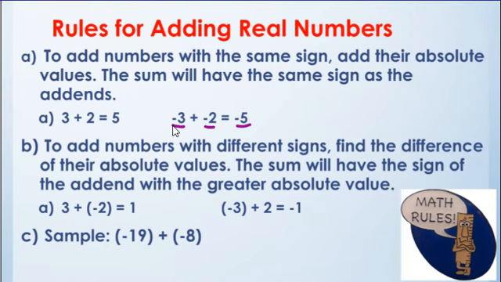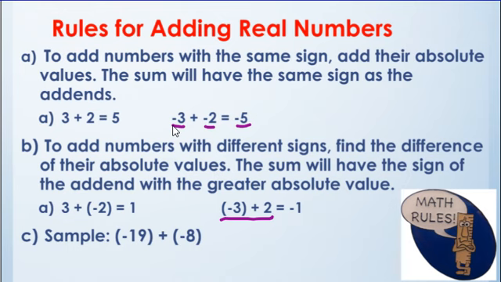Or if I go -3 plus 2, I subtract them because the two numbers have different signs. So 3 minus 2 is 1, but 3 is bigger than 2. So the absolute value of -3 is 3. I have to go with that sign. So 3 has the negative sign, so my answer is negative.